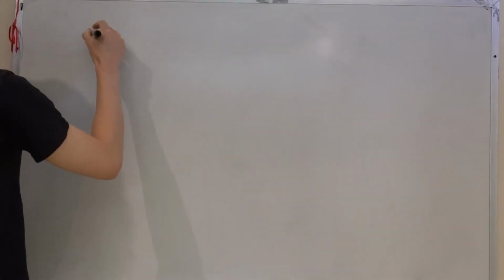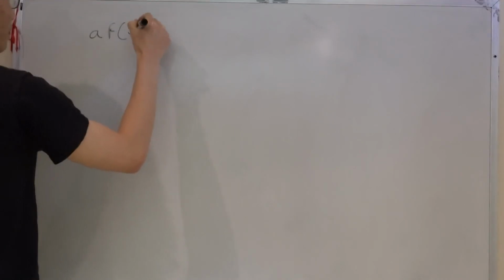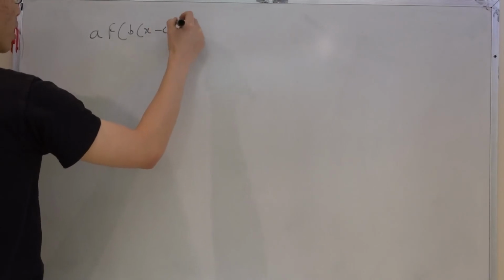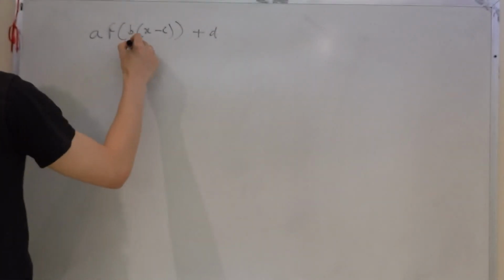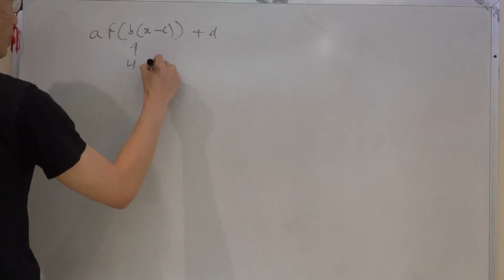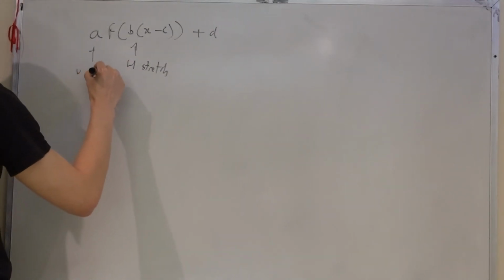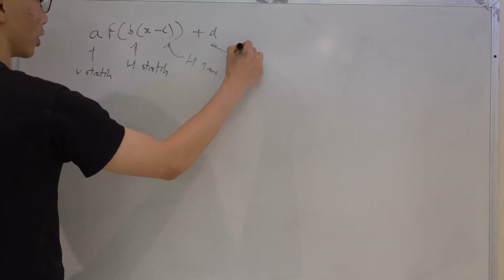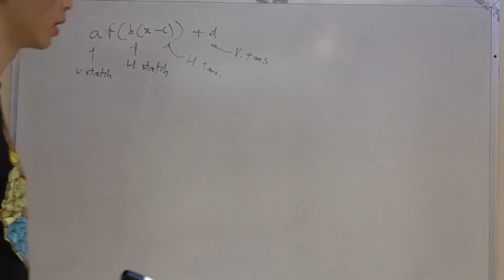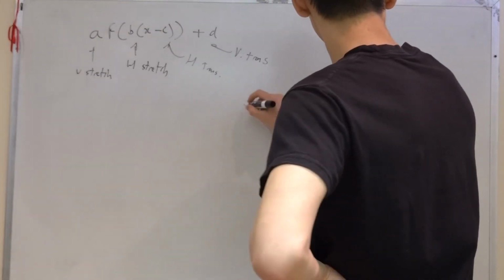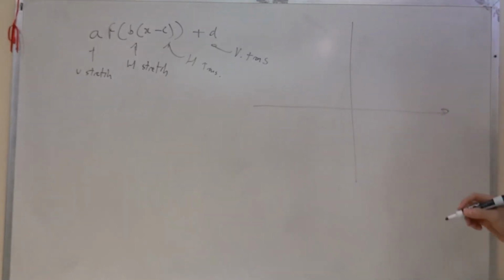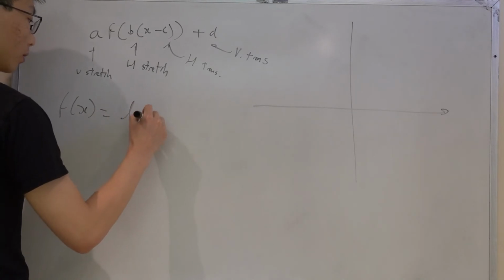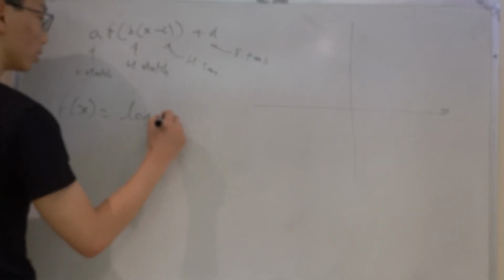So again, we get functions of the form a times f of b times x minus c plus d, and we know, of course, that this is horizontal stretch, this is a vertical stretch, horizontal translation, and vertical translation. All old stuff that we've done plenty of times in this course, and even before. So, with that being said, we are now going to consider the case where f of x is a logarithmic function, i.e. log b of x.